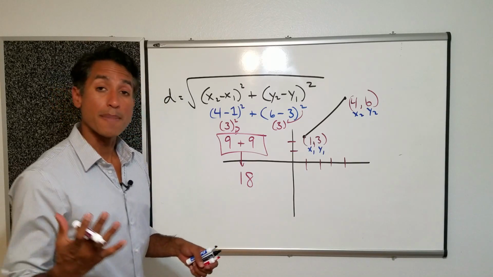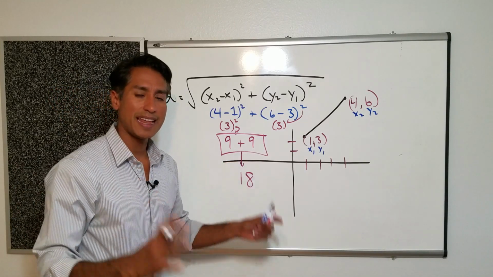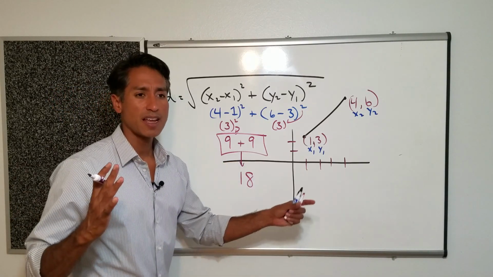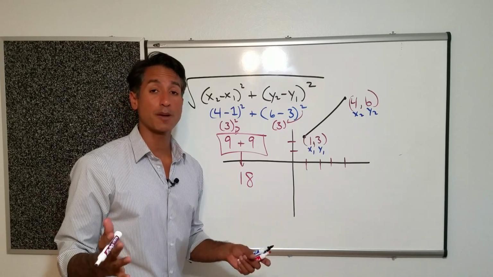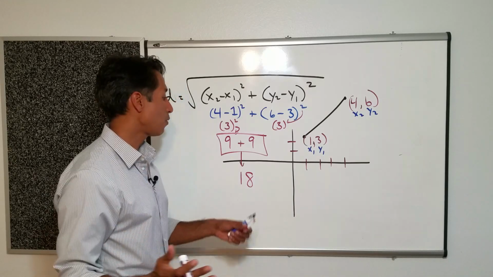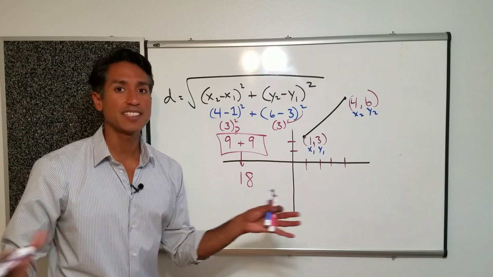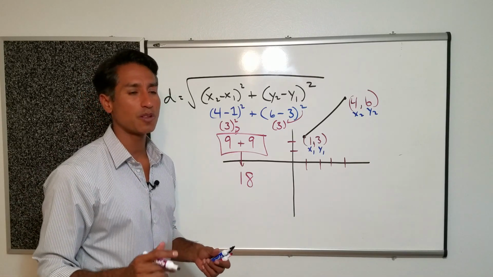Now, when I'm doing the midpoint formula, I do need an x value and a y value because I'm dealing with an ordered pair that I need to come up with as a solution. But when I'm doing a distance, I only need one actual answer.